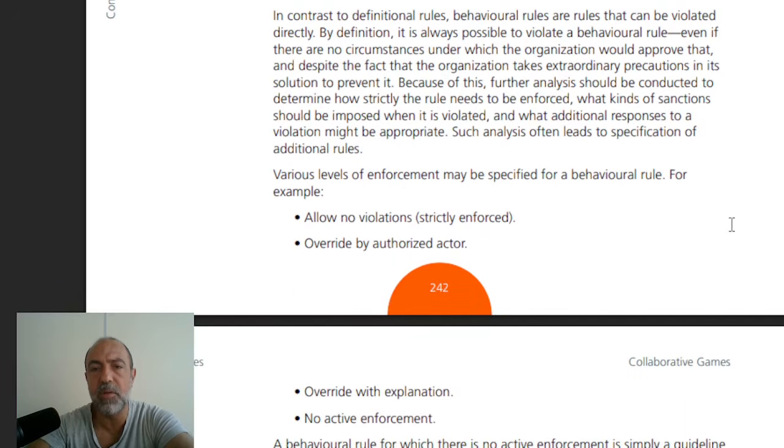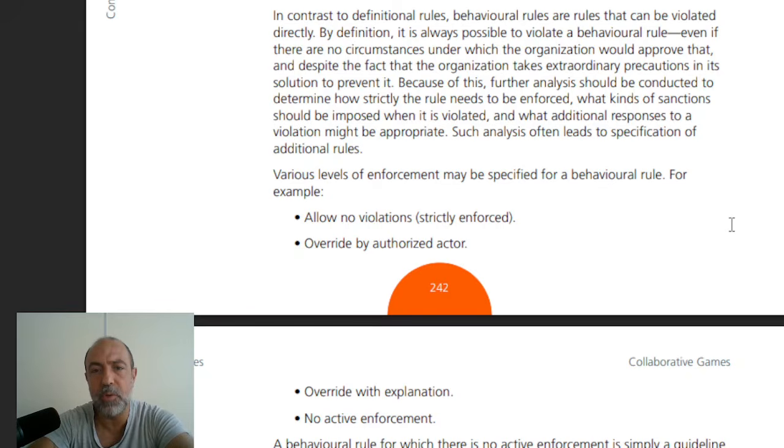In contrast to definitional rules, behavior rules are rules that can be violated directly. By definition, it's always possible to violate a behavior rule, even if there are no circumstances under which the organization would approve. And those are kind of like, because they're situational, I feel like you can't really hold people accountable, specifically if something is kind of like big.